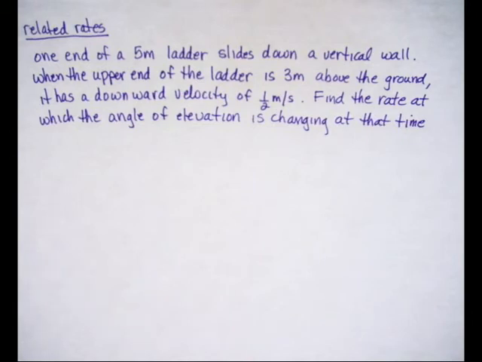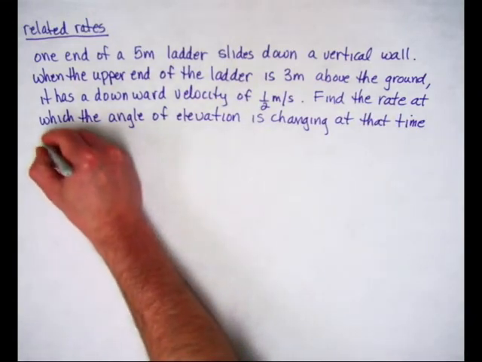If you recall, these were problems where things were changing with time. Well, obviously, what can also be changing with time are angles. So what I've done here is I've written down a word problem we're going to work through together in which a ladder is sliding down a vertical wall. And the question is asking us, at what rate does the angle of elevation change at a particular moment in this situation? So first of all, let's draw a picture of what's happening here.